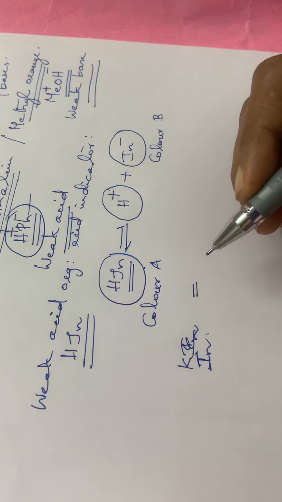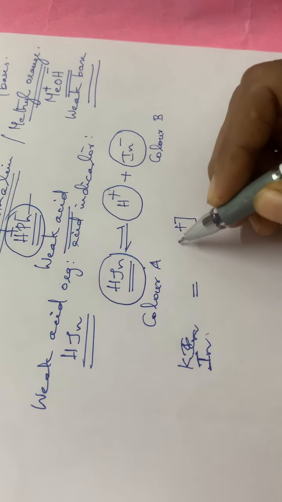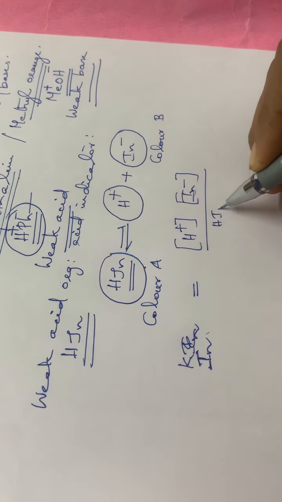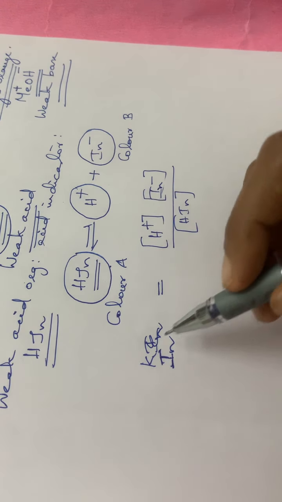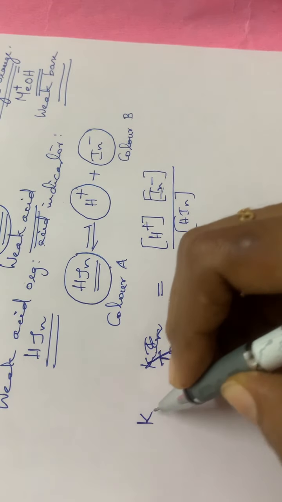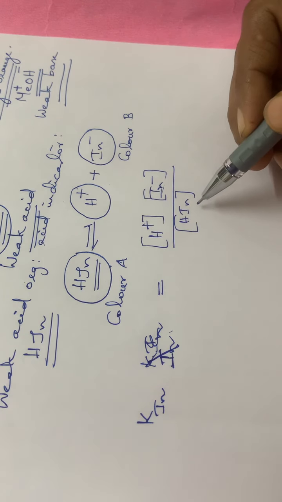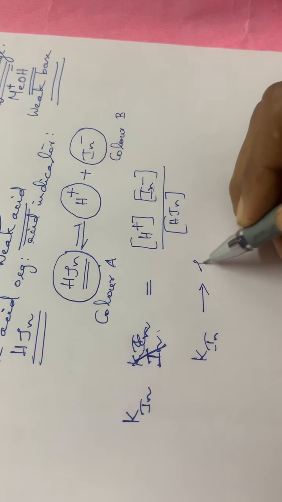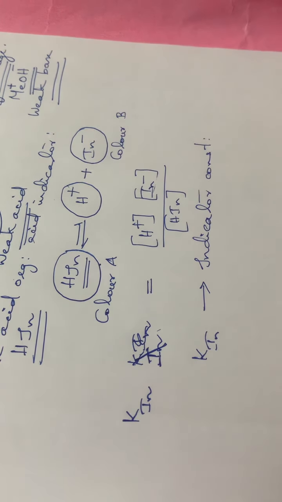So the equilibrium constant KIn will be equal to the concentration of H plus into the concentration of In minus divided by the concentration of HIn. Okay, so this is the equilibrium constant KIn, equal to H plus into In minus divided by HIn. Here KIn represents the indicator constant.